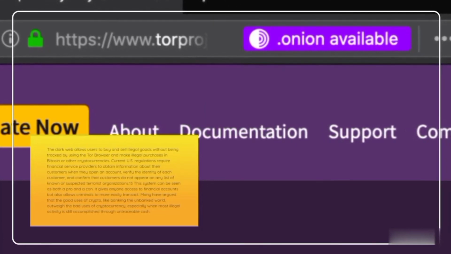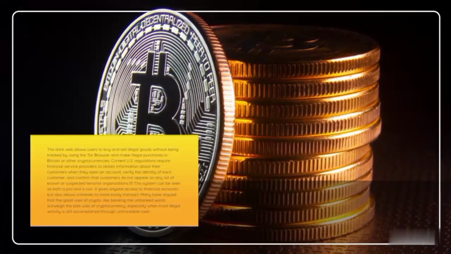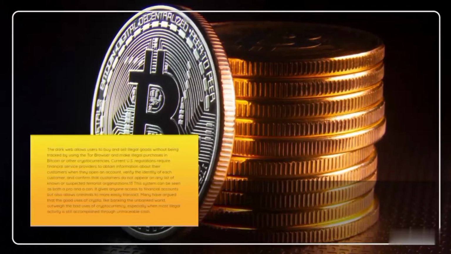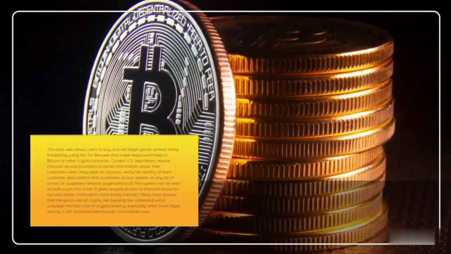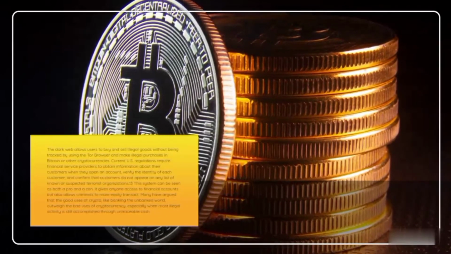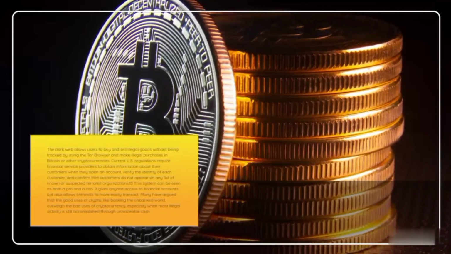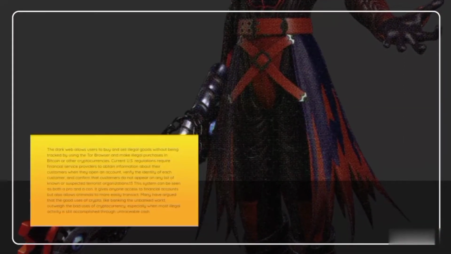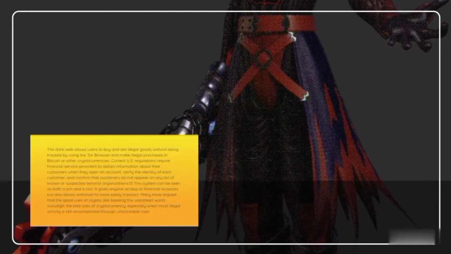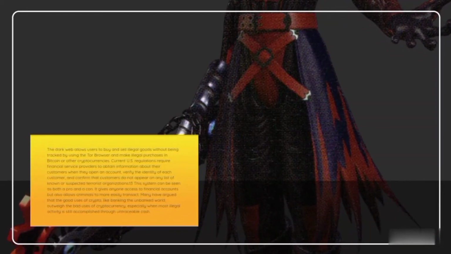Current U.S. regulations require financial service providers to obtain information about their customers when they open an account, verify the identity of each customer, and confirm that customers do not appear on any list of known or suspected terrorist organizations. 13. This system can be seen as both a pro and a con. It gives anyone access to financial accounts but also allows criminals to more easily transact.